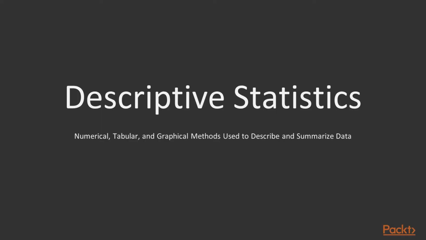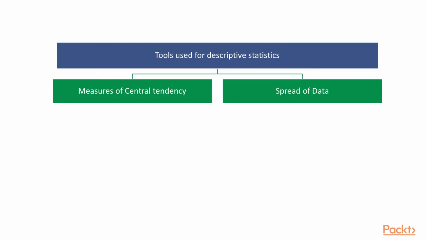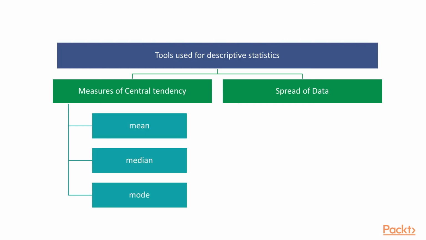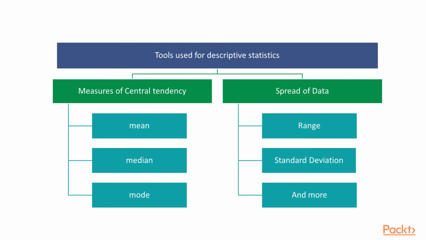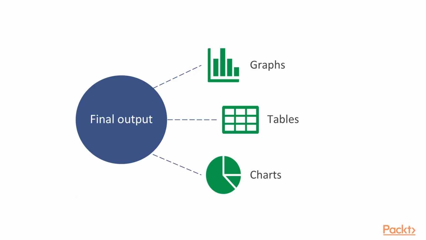Descriptive statistics are numerical, tabular, and graphical methods which are used to describe and summarize data in a meaningful manner. Tools which are used for descriptive statistics are: first, measures of central tendency, which are mean, median, mode, and second, spread of data, which includes range, standard deviation, etc.